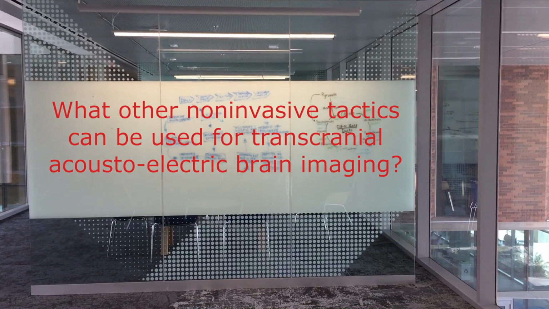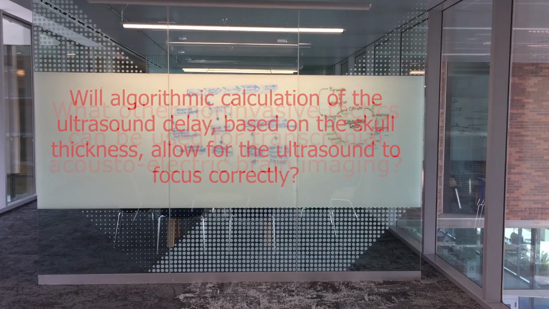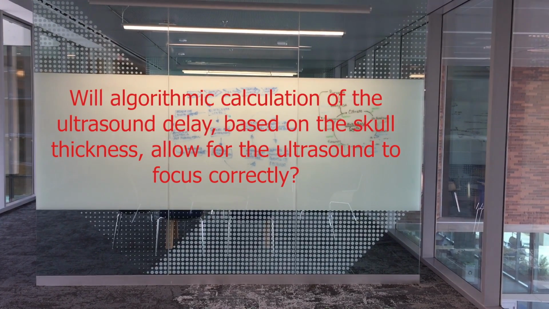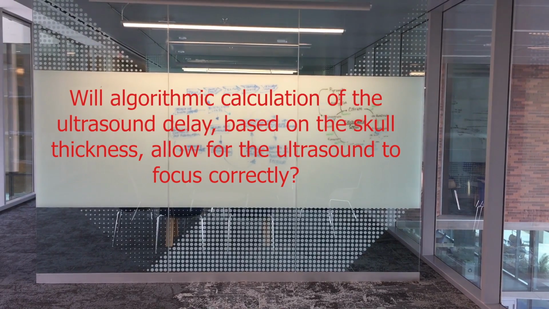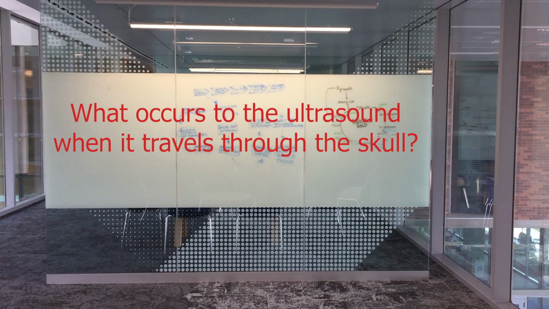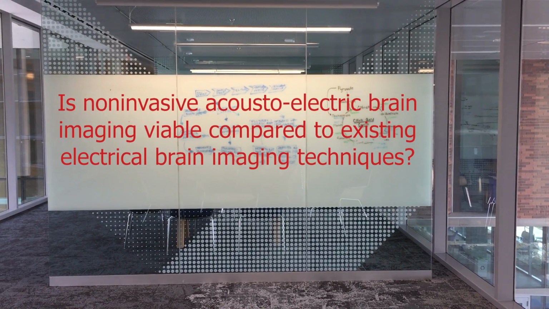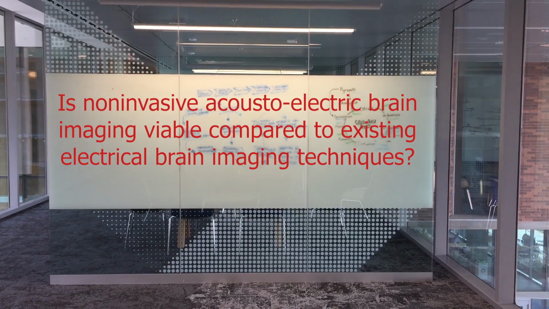What other non-invasive tactics can be used for transcranial acousto-electric brain imaging? Will algorithmic calculation of the ultrasound delay based on skull thickness allow for an ultrasound to focus correctly? What occurs to the ultrasound when it travels through the skull? Is non-invasive acousto-electric brain imaging viable compared to existing electrical brain imaging techniques?